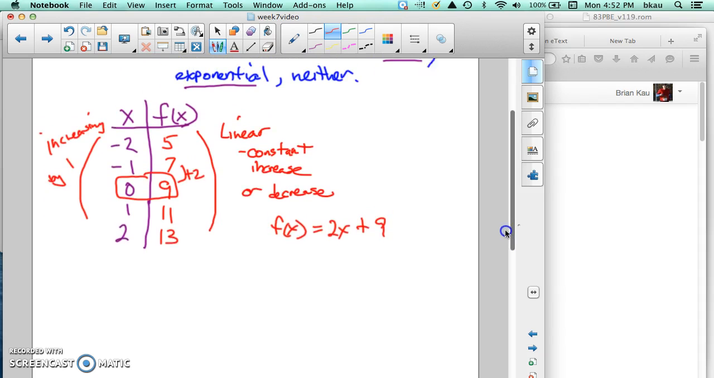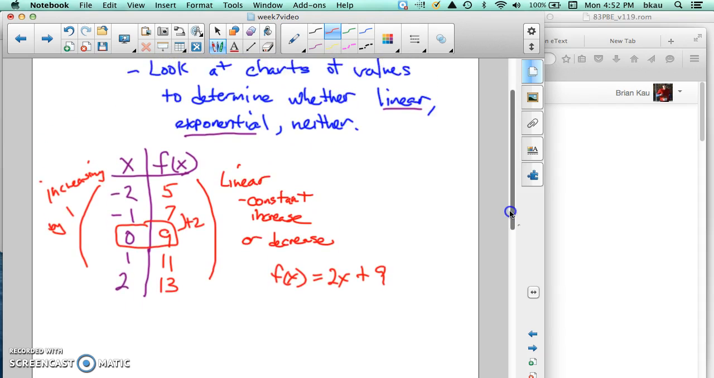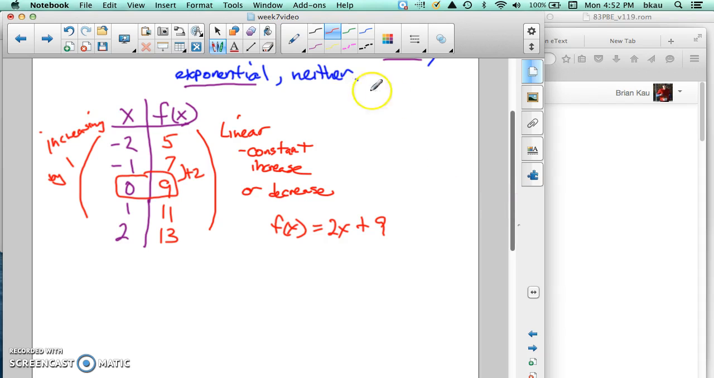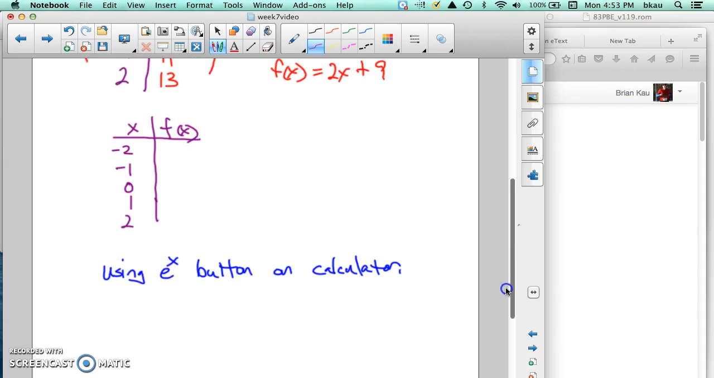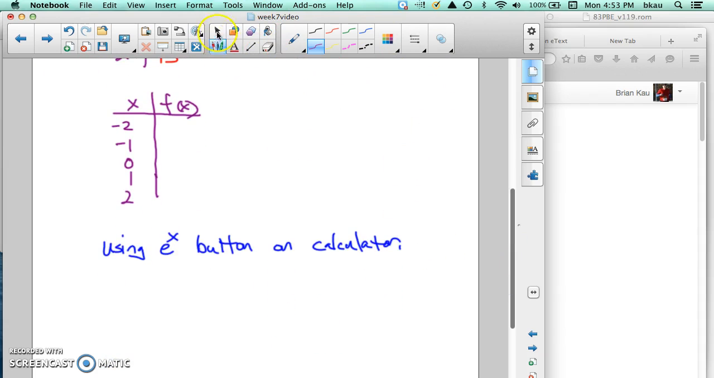Okay, now if we had an exponential model, it's a little bit different. So in an exponential model we're looking at not constant growth, but an increase by a factor. So we're still looking to see if these go up by the same amount, -2, -1, 0, 1, and 2. They have to go up by the same amount.